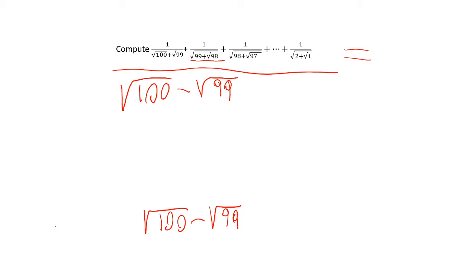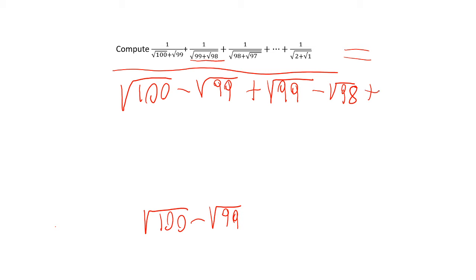And check this out. When we multiply by the conjugate, it's going to cancel the radicals. In the numerator, we're going to have square root of 99 minus square root of 98. And in the denominator, it's going to be 99 minus 98, which is 1. So again, we're going to add on square root of 99 minus the square root of 98, and that's what's really happening here.